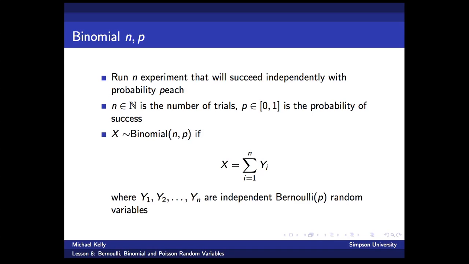Then we say x is binomial in n and p if x equals the sum from i equals 1 to n of y sub i, where the y's are independent Bernoullis. So it counts the number of successful trials. That is, if we run 10 trials and 3 of them succeed, then x equals 3. Or if I flip a coin 5 times and I get 4 heads, then x equals 4.